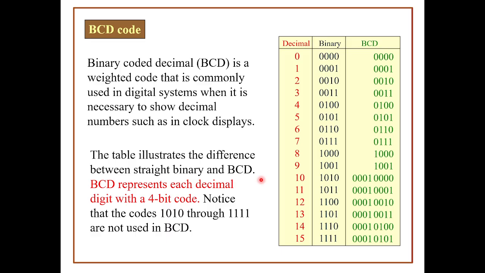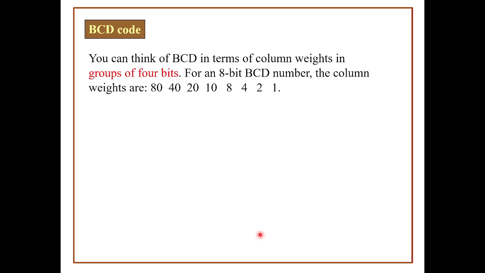So notice that codes 1010 through 1111 are not used in the BCD. This is important, so understand this. You can think of BCD in terms of column weights in groups of 4 bits. For an 8-bit BCD number, the column weights are 80, 40, 20, 10, 8, 4, 2, 1.